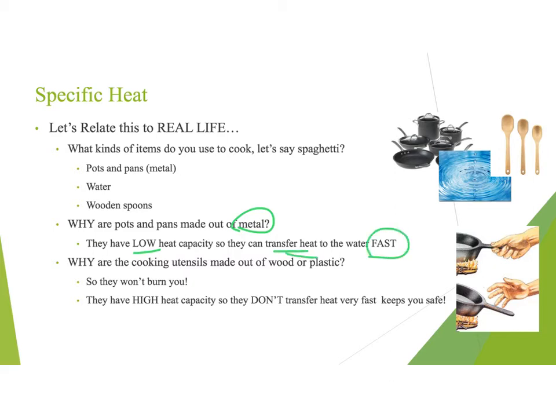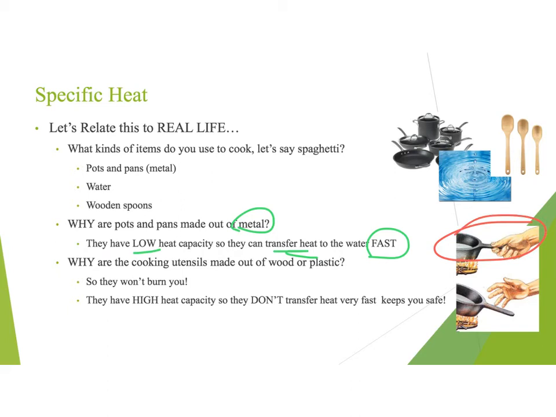If we had tried to make a pot out of wood or plastic or something like that, it would not conduct heat to the water as fast as metal pots. The metal is going to conduct that heat from the flame to the water a lot quicker than any other substance. And that also means if you touch the metal pot, you are going to get that heat transferred to you really quickly.